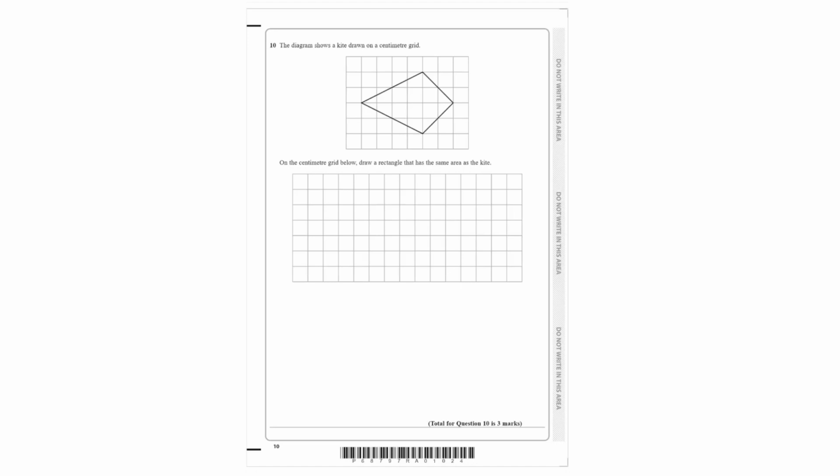The diagram shows a kite drawn on a centimeter grid. On the centimeter grid below, draw a rectangle that has the same area as the kite. So we can see the kite is actually made of two triangles here.